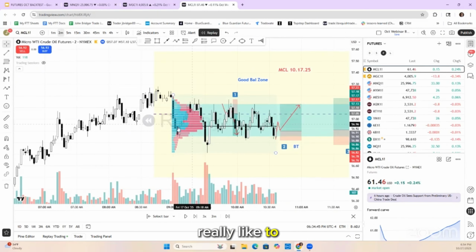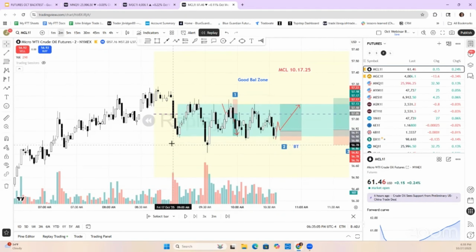Now, what I really like to see is something like this, where there's a bulge there, then a bulge here. Then I know I've got a really solid balance zone. But this also is good. So yes, Ben, good question. You can definitely use that to kind of confirm where that is.